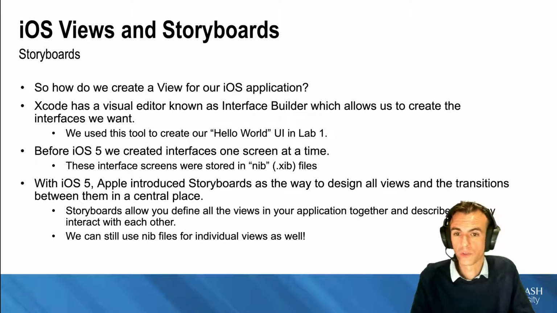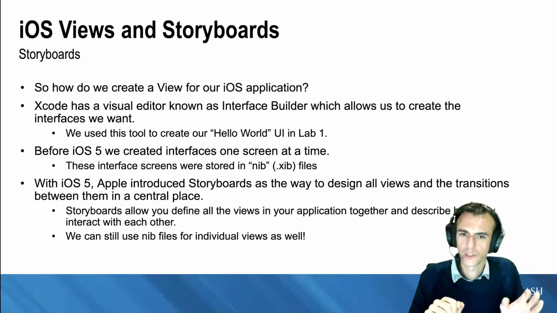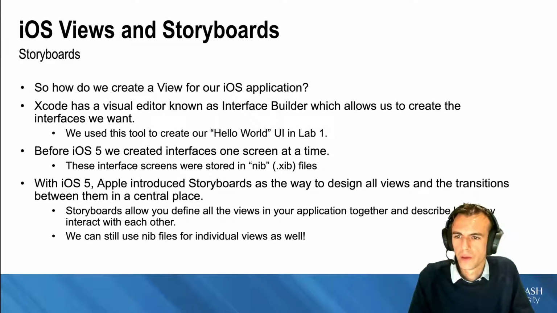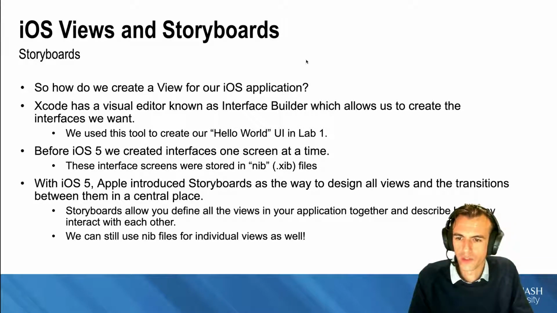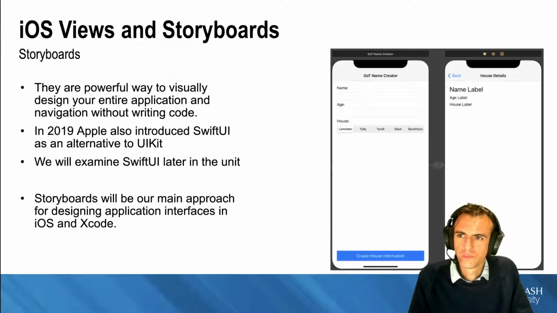So the benefit of storyboards is we get to see a visual arrangement that corresponds to the navigation of the app. From iOS 5 onwards, we've had storyboards, and not only are we designing the views, but we have arrows linking them, and you get to see the transitions. So it's much more like a storyboard that someone would create for a movie or an app to describe what the navigation would look like. So you get to see the design as well as the way they interact with each other. And we can still use nib files for individual views if we want.